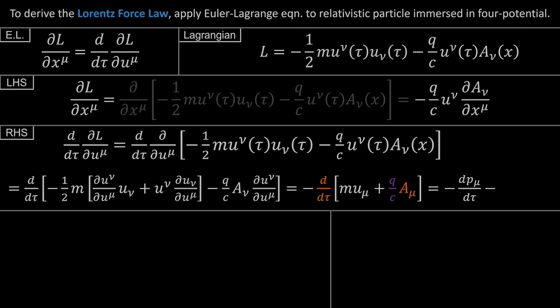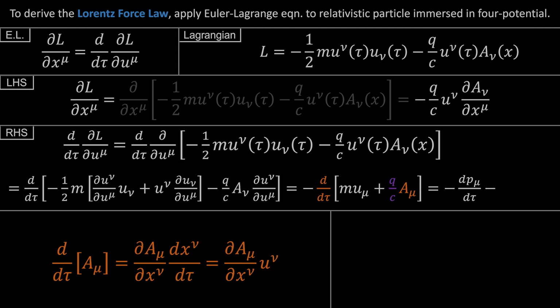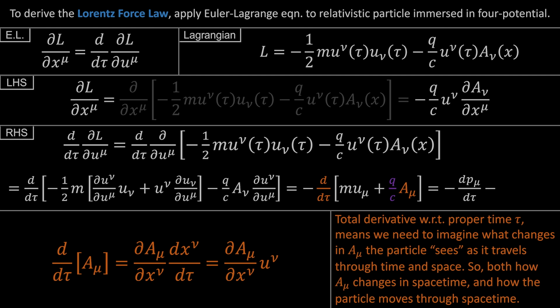And the real question is, what is the derivative of a mu with respect to the proper time of the particle? Now here this is tricky because it's not the partial derivative of a mu with respect to time. What it is is the total amount of change of a mu that the particle sees as it's moving through spacetime. And so to calculate this total derivative with respect to the proper time, we have to imagine from the particle's point of view, what changes does it see as its clock ticks forward? And so what that proper time derivative is going to be is the product of the partial derivative of a mu with respect to x nu times the total derivative of x nu with respect to tau.